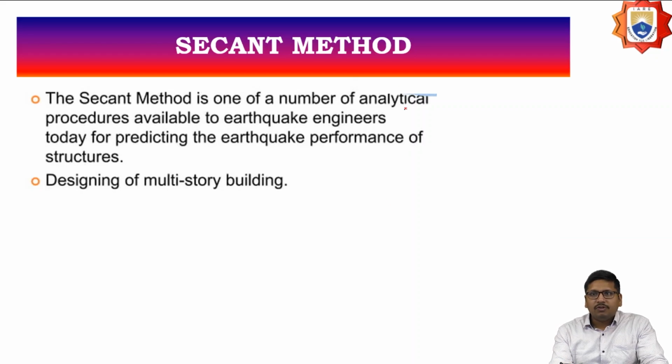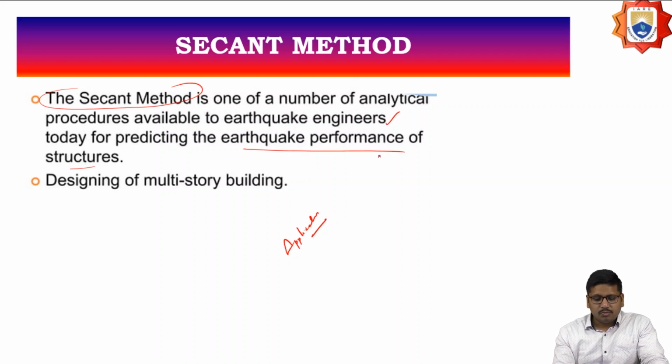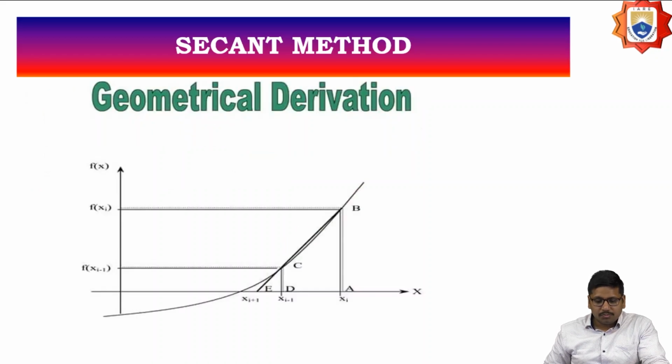The secant method is one of the analytical procedures used by earthquake engineers for predicting the earthquake performance of a structure, and it can also be used in designing multi-story buildings. So the secant method is used in many applications, such as predicting how severe the performance of an earthquake is, and designing multi-story buildings.